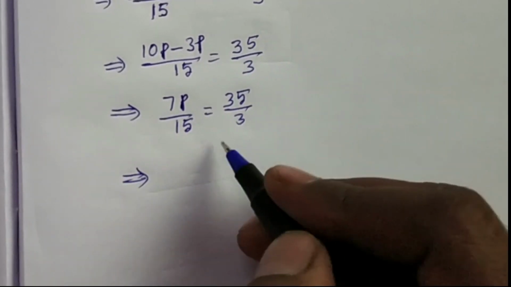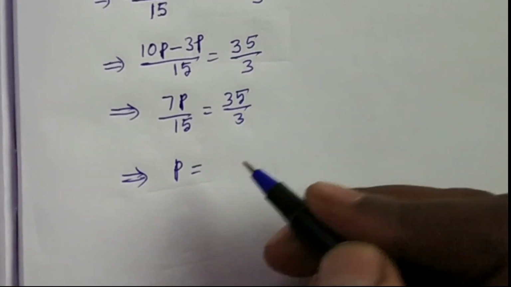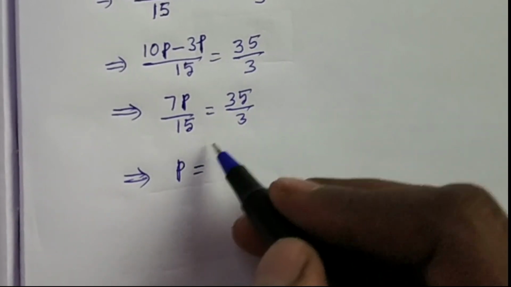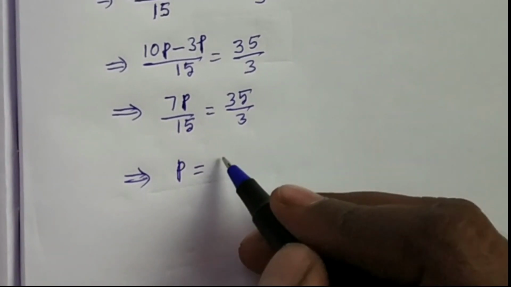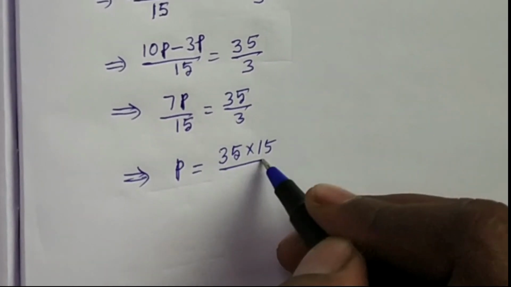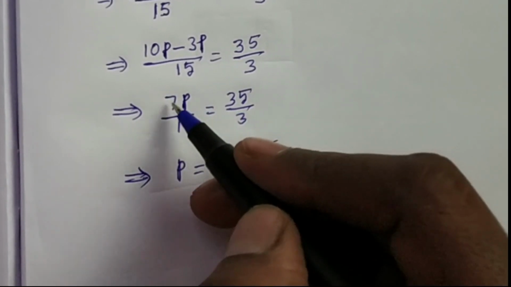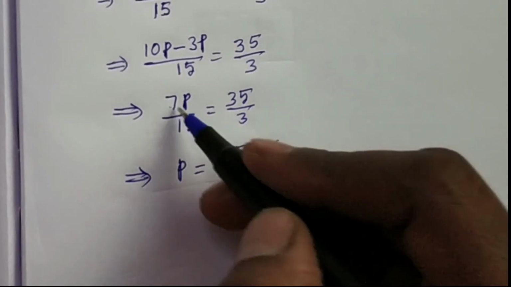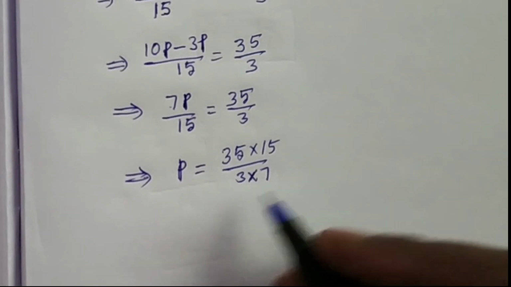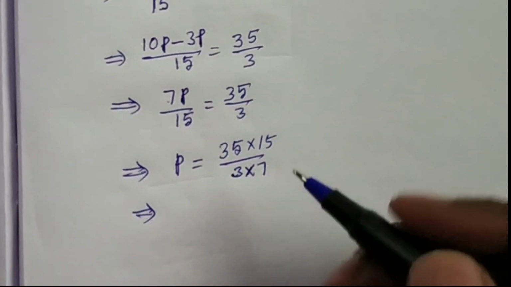So to find p, I will tell you one calculation. Keep p there, send 15 to this side, it will multiply 35, so 35 into 15 by 3 is already there in the denominator, 7 is multiplied by p here, send to the right hand side, then it will divide. So do it like this, then you will get it easily. In one step only we get the answer.